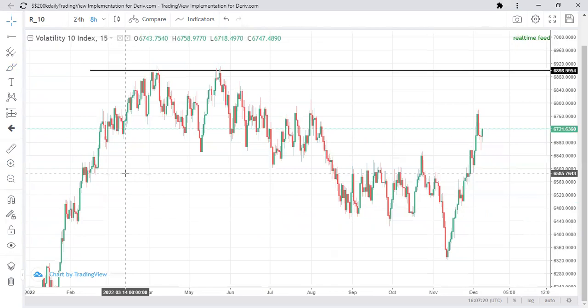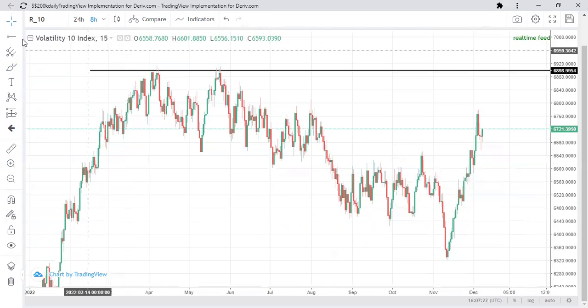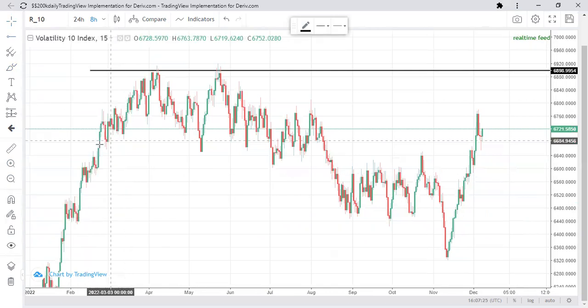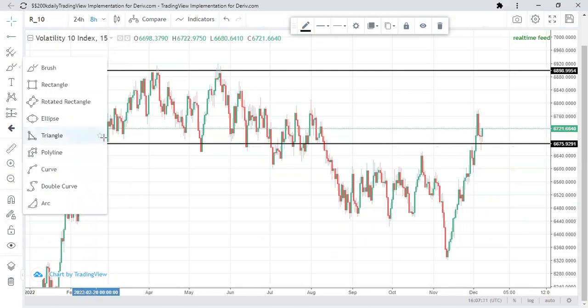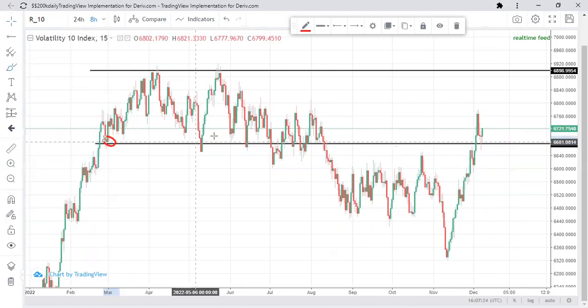And also, you want to pick another place. Let's take another one. For example, look at this place. We have more than two. Look at the reaction here.